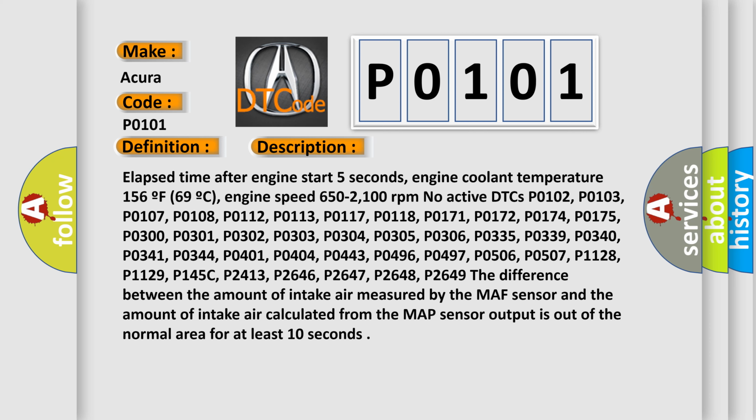The difference between the amount of intake air measured by the MAF sensor and the amount of intake air calculated from the MAP sensor output is out of the normal area for at least 10 seconds.